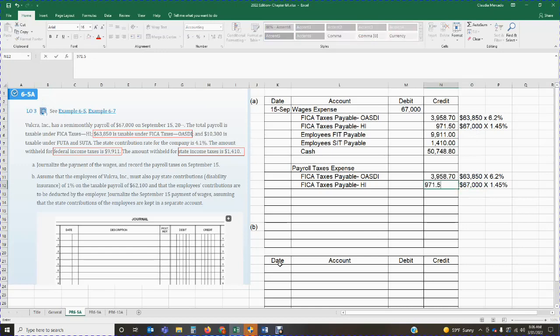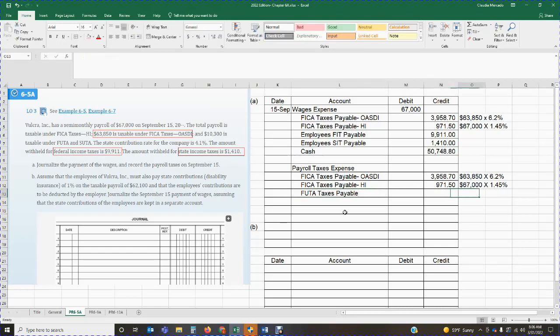So these are repeats. Okay, the employer has to pay 3,958.70. The employee has to pay 3,958.70. The employer has to pay 971.50. The employee has to pay 971.50. Okay, those two taxes are the same amount for the employees and the employer. Okay, now what else do we have to pay? Okay, the employer is responsible to pay for SUTA taxes. Okay, so we have SUTA taxes payable.